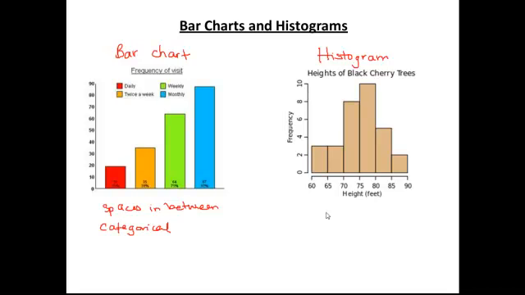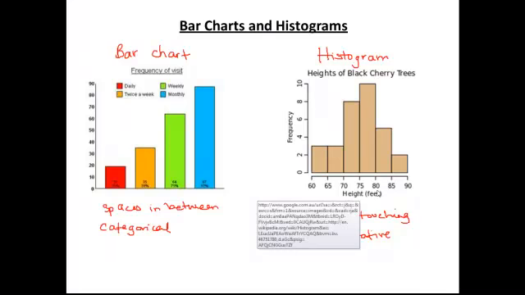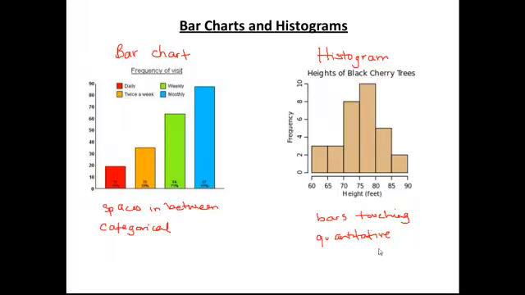And over here in the histogram, you can see the bars are touching. And we normally use a histogram to display quantitative data, and especially continuous data. So you can see height, if you remember from the first video, is continuous. So a histogram is what we would use to display something like that.